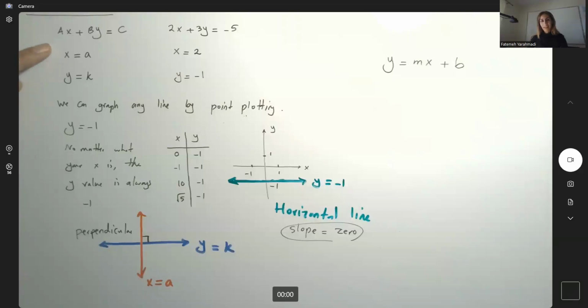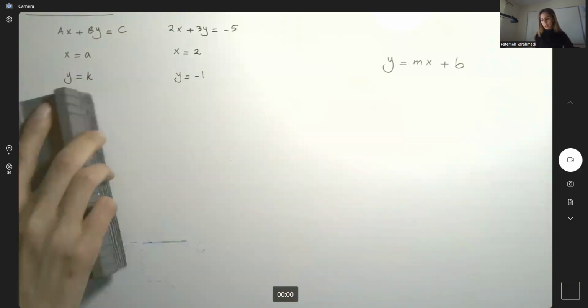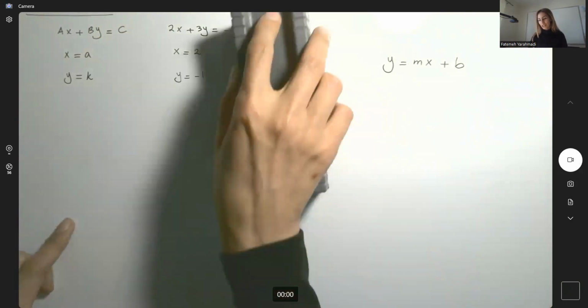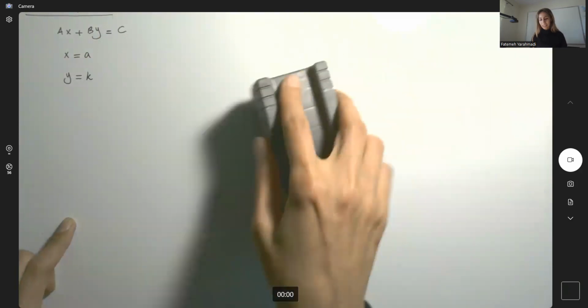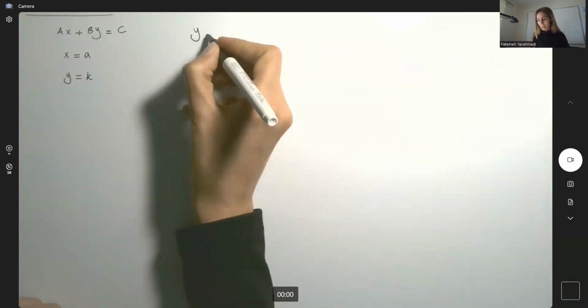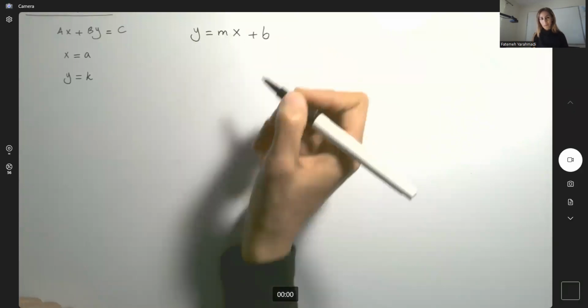So we talked about ax plus by equals c, x equals a, y equals k. We went over a couple of examples and we graphed them. When it comes to calculus and pre-calculus, we are interested in rearranging everything and writing it nicely in the form y equals m times x plus b.